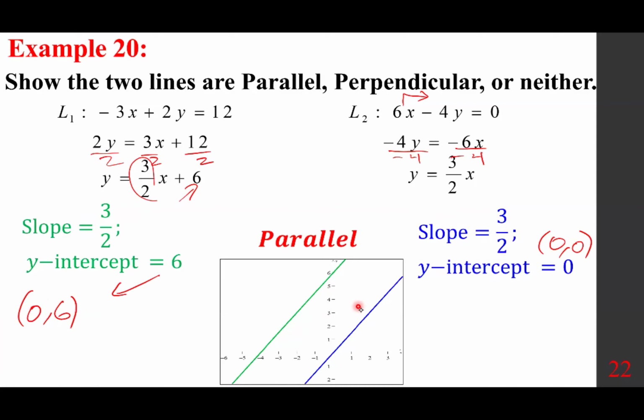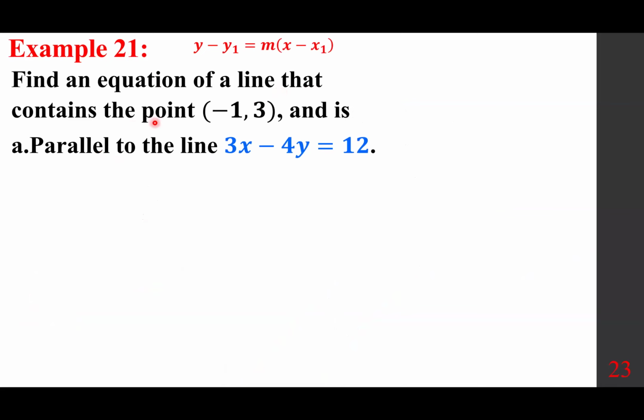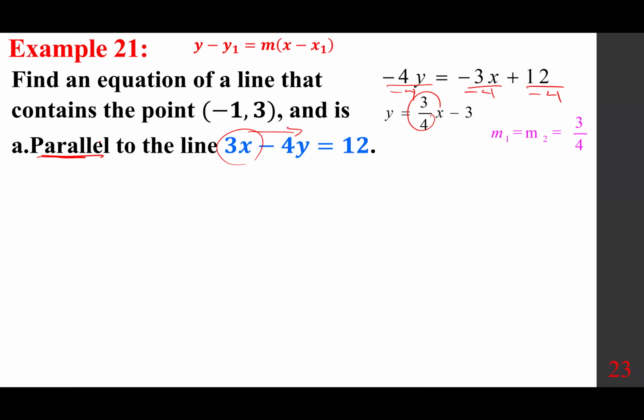No need to worry about the graph, they didn't ask, but roughly this is the sketch. Notice the (0, 6) here, notice the (0, 0) here. The two lines are parallel because they have identical slopes. Find an equation of a line that contains this pair and is parallel to this line. So first and foremost, we have to solve for y to find the slope of this line, which means we are going to move the 3x. Then we're going to divide everything by negative 4. We get y equals 3/4 x minus 3. This is our slope. So because we want it to be parallel, m1 equals m2 equals 3/4.